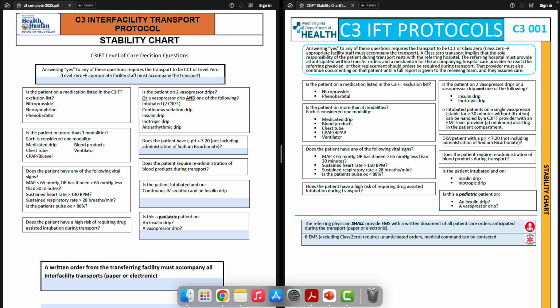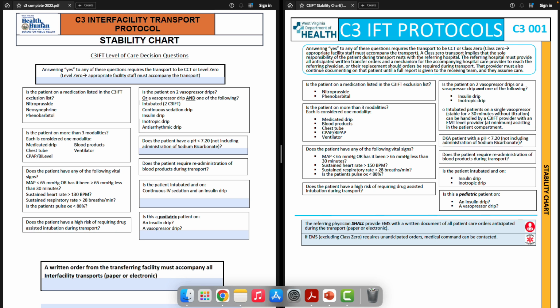Okay, now the other little bullet that's added on the new one: for intubated patients on a single vasopressor, stable for more than 30 minutes without titration, can be handled by the C3 provider. Again, as long as there's at least an EMT provider in the patient compartment at all times. So just remember, if they've been put on that vasopressor, they have to be stable for 30 minutes per that stability chart. The pH has been changed to specifically say DKA patient with a pH less than 7.2, not including administration of sodium bicarb.